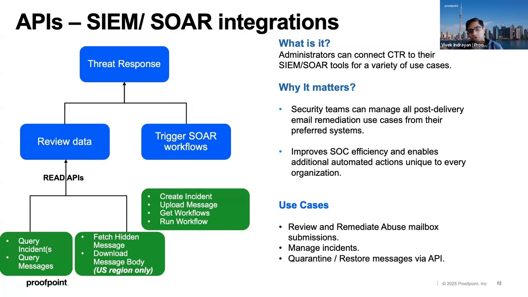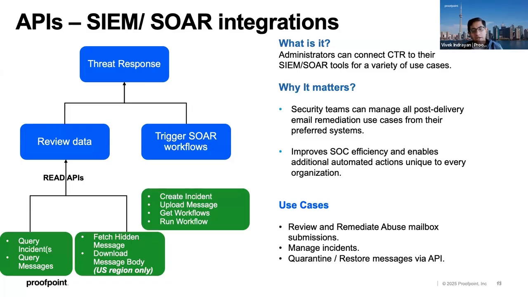So I would break this down into two use cases. You either want to review data from CTR in an external system, which is typically a SIEM or sometimes a ticketing system, or you want to be able to trigger actions within CTR, but trigger it from the outside. This is more typical of a SOAR tool, and you require APIs in both cases.